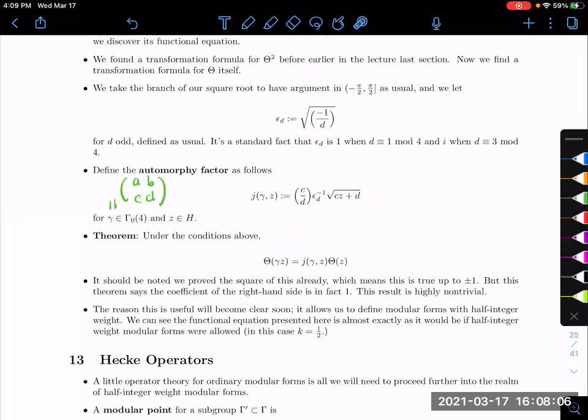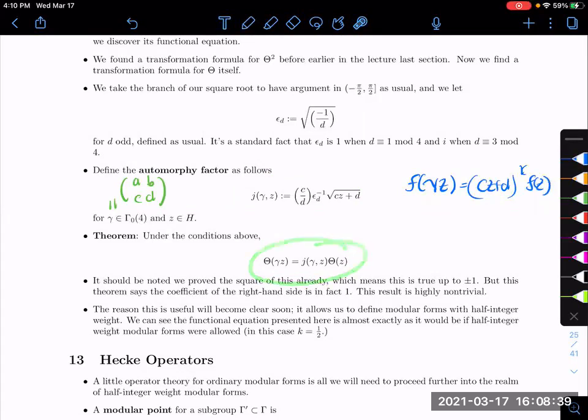Okay, so I find that strangely compelling, that the square of this is easy to show, but somehow the actual functional equation for this is not easy to show. But there you go. Big theta has a functional equation. And now you can see why this is called an automorphy factor, because when we're defining modular forms, we have this automorphy condition, right? Like f of gamma z equals cz plus d to the k, f of z.